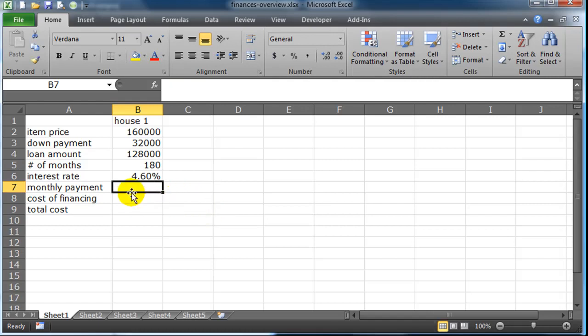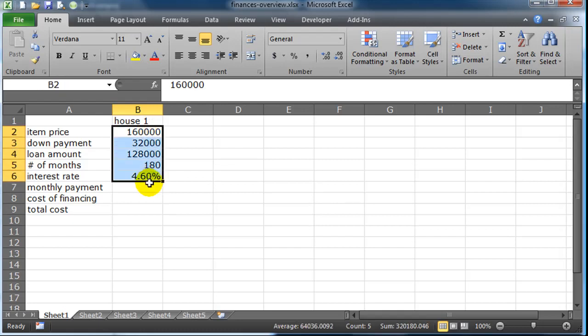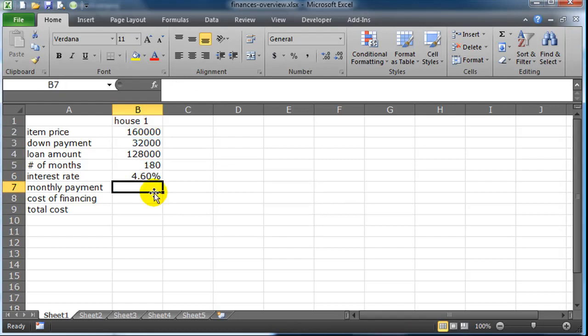Now I want to figure out the monthly payment, cost of financing, total cost. So basically, so far I've been providing Excel some information. Now I'm going to have Excel give me an answer based on what I've provided. So I'm going to use the monthly payment function.